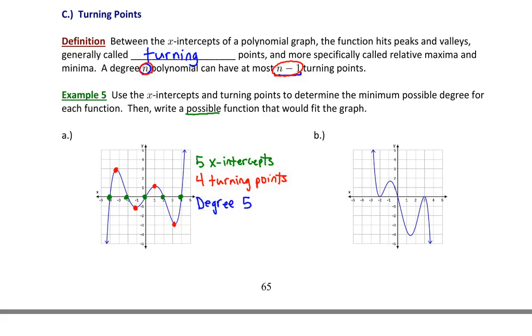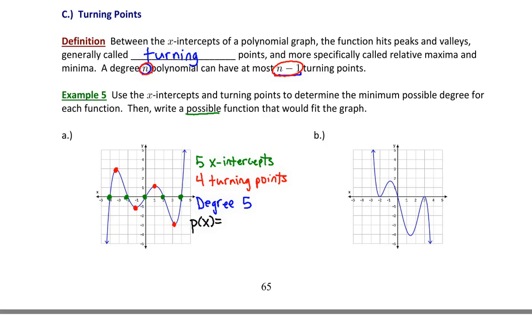Now another thing that helps me to make that call is to observe that the polynomial crosses through the x-axis on each one of those green x-intercepts. That means they all have odd multiplicity. That means nobody counts twice. So we can confidently say this is a degree 5 polynomial function. Now, let's see if we can write a polynomial that would describe this curve.